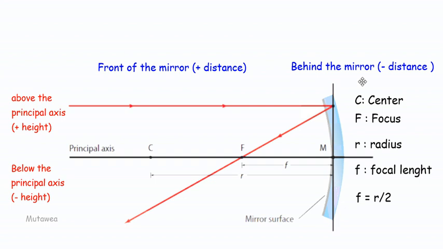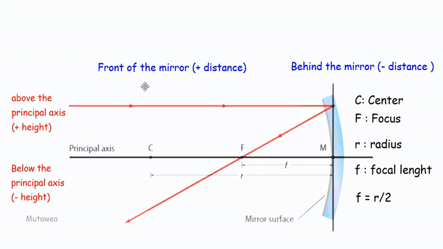Before starting the ray diagram, we need to know what C is, what capital F is, what small f is, what R is. C is the center of curvature of the mirror. R is the distance from C to the mirror, which is the radius of curvature. Capital F is the focus, or what we call the focal point. Small f represents the focal length, which is the distance from F, the focal point, to the mirror. The focal length itself equals the radius divided by 2.